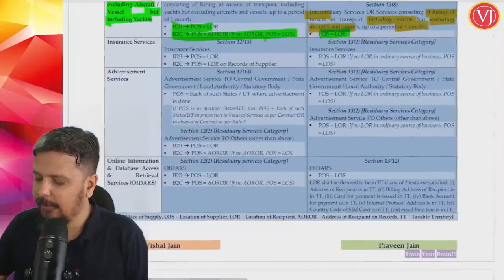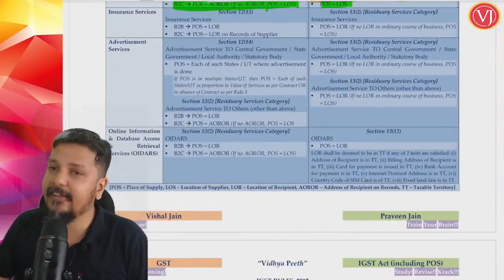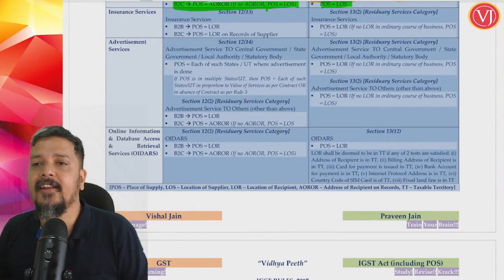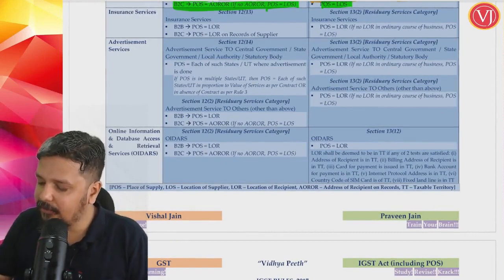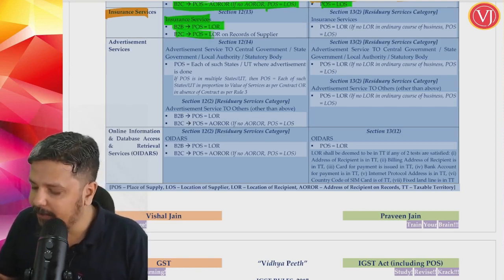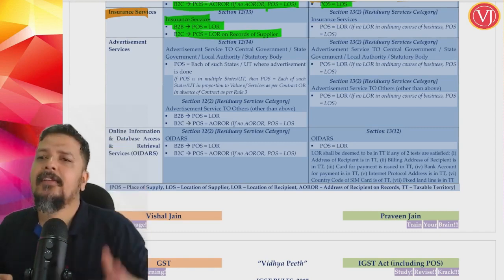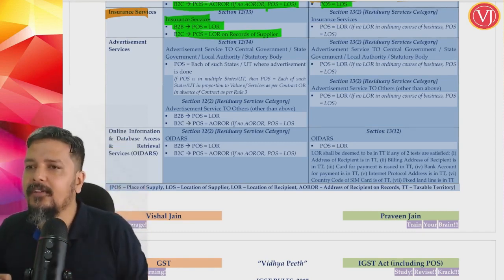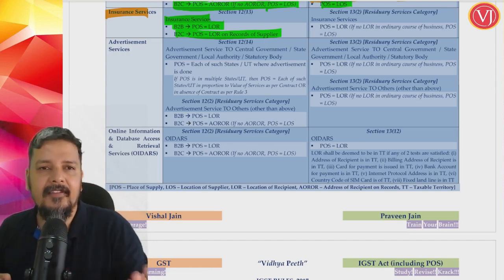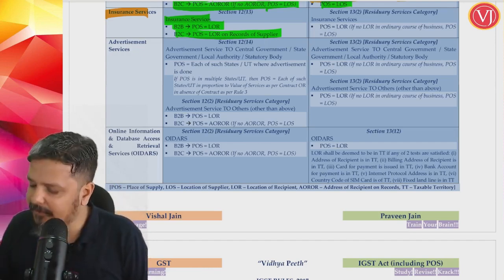Right. Now, insurance services. Insurance services specifically is given in section 12, not given in section 13. If it is insurance services with respect to section 12, it tells that B2B LOR, B2C address of the recipient on record. In both the ways, it is LOR. If it is B2B, location of recipient which is registered. If it is B2C, again it is location of recipient which is on records.